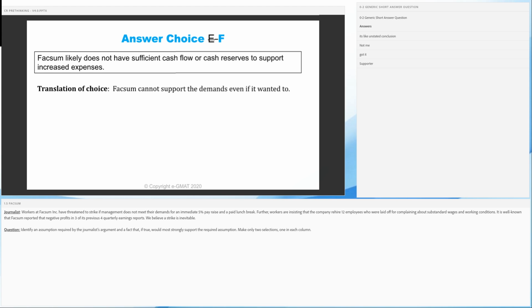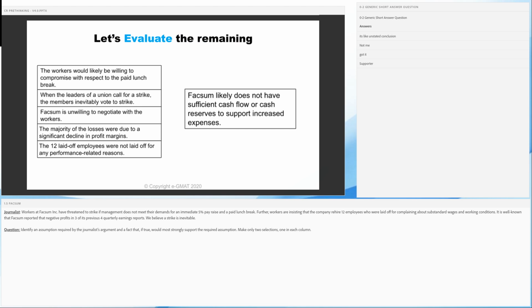So essentially, what it's saying is, even if Faxam wanted to support the demands, it couldn't do that. Why? Because it doesn't have the money. Even if it were willing, it cannot do that. Okay. Now that we know that this is my assumption, what would strengthen this assumption? This is the choice that would strengthen this assumption here.